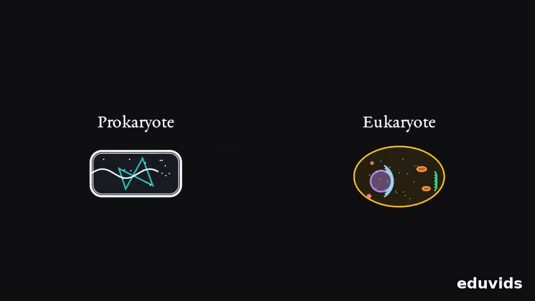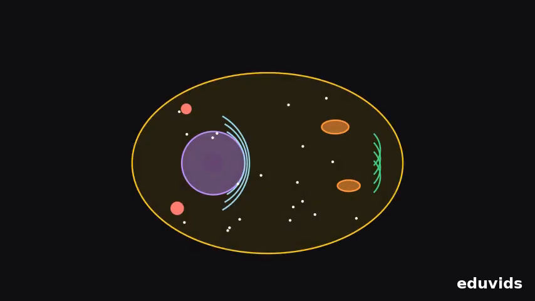Cells come in two basic flavors, prokaryotes and eukaryotes. Prokaryotes, like bacteria, lack a nucleus and most organelles. Eukaryotes, which make up plants, animals, and fungi, keep their DNA inside a membrane-bound nucleus. Let us zoom into a typical animal eukaryotic cell and meet its team.